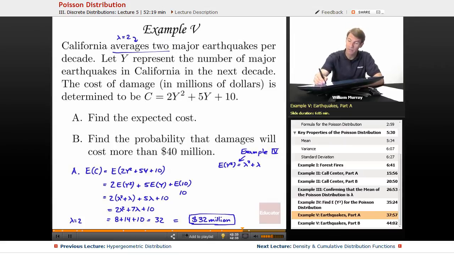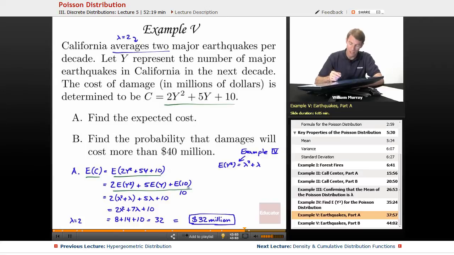So I'm going to do part B of this problem on the next slide here, but let's just quickly check here that the expected cost here was the expected value of, well, we were given the cost function 2y squared plus 5y plus 10. And so we expanded that out using linearity of expectation. Very, very useful to use linearity of expectation.